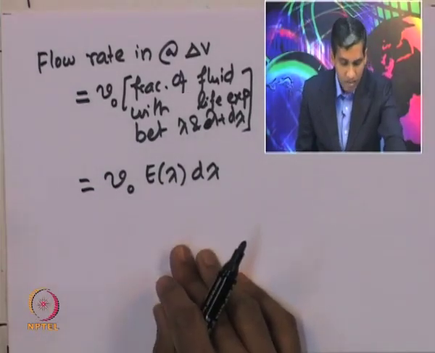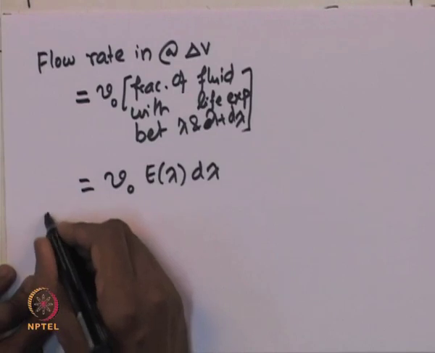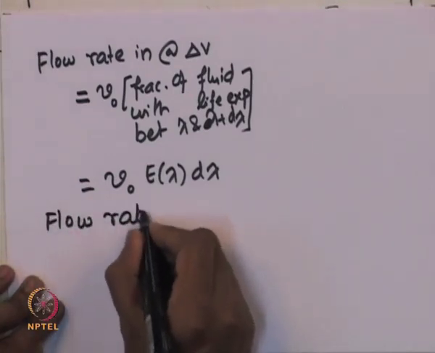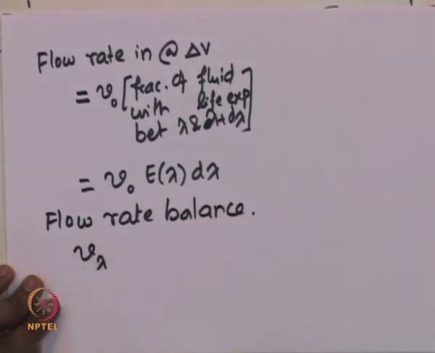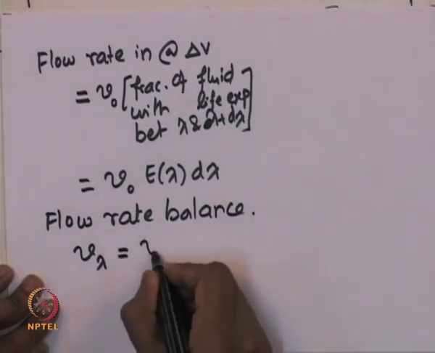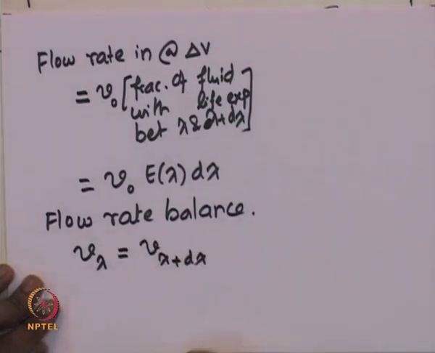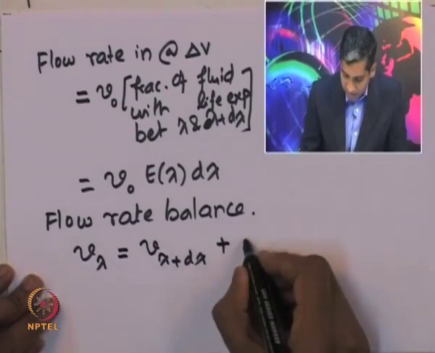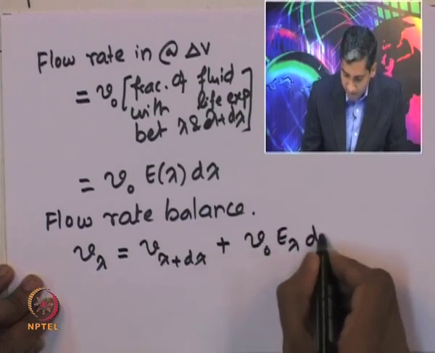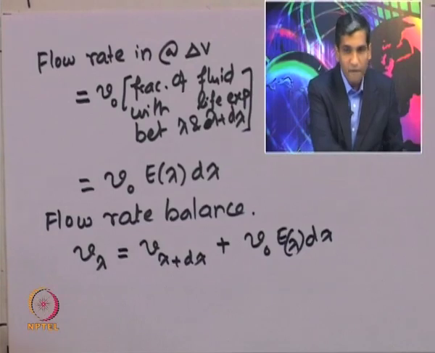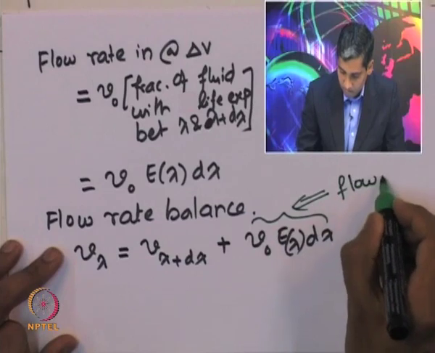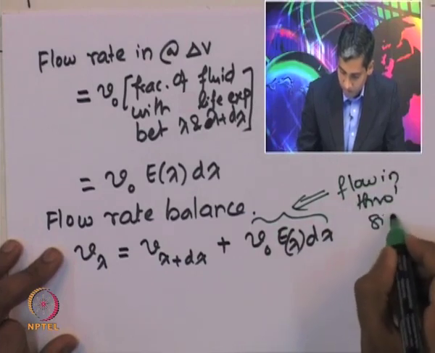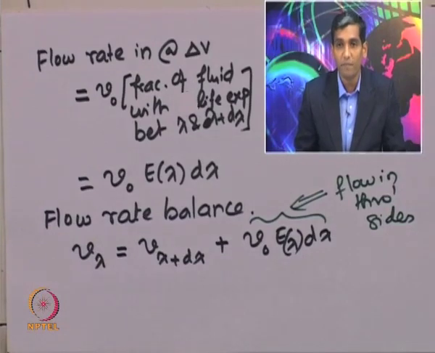Now that we know this, we can formulate a flow rate balance. The volumetric flow rate at lambda should be equal to the volumetric flow rate of the fluid at lambda plus d lambda, plus whatever is actually added through the side. That will be equal to V naught into E lambda d lambda, which is the flow in through the side of the plug flow reactor.